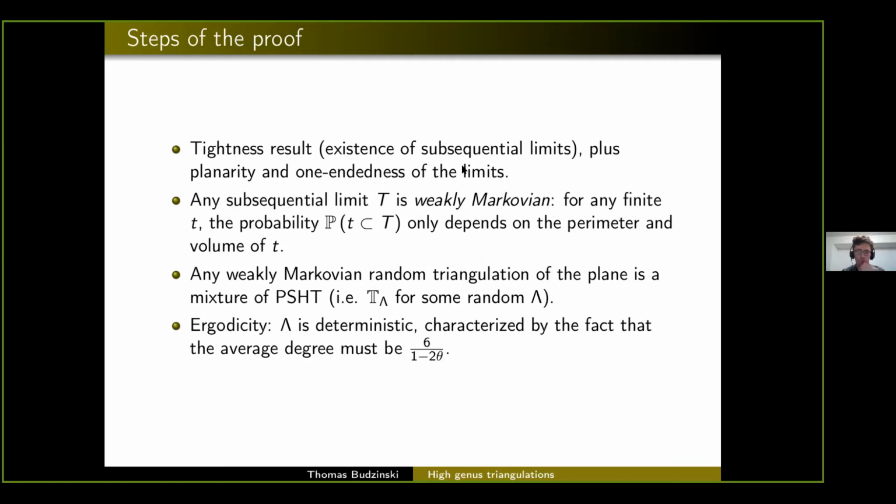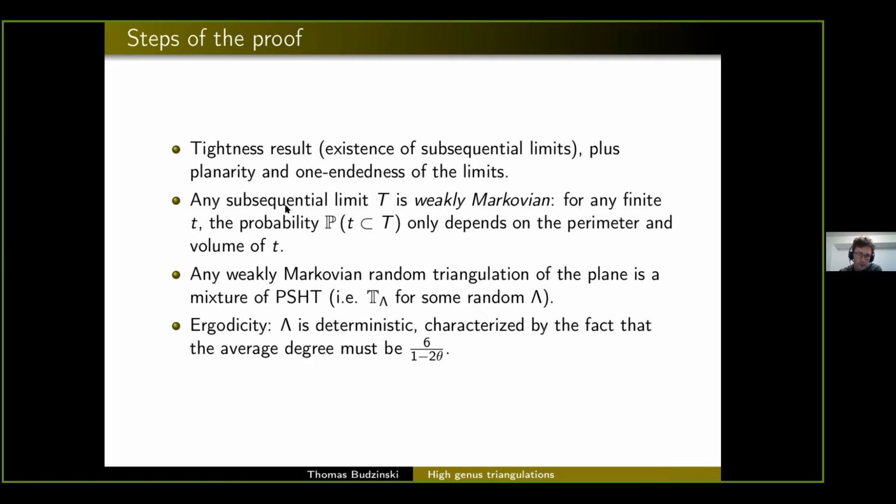So we first prove a tightness limit, and we also prove that any subsequential limit has to be planar and one-ended. One-ended means that we are not going to have a finite set around the root separating two infinite triangulations from each other. So it also means that we can embed the triangulation nicely in the plane in such a way that there is no accumulation point, or the only accumulation point is at infinity.